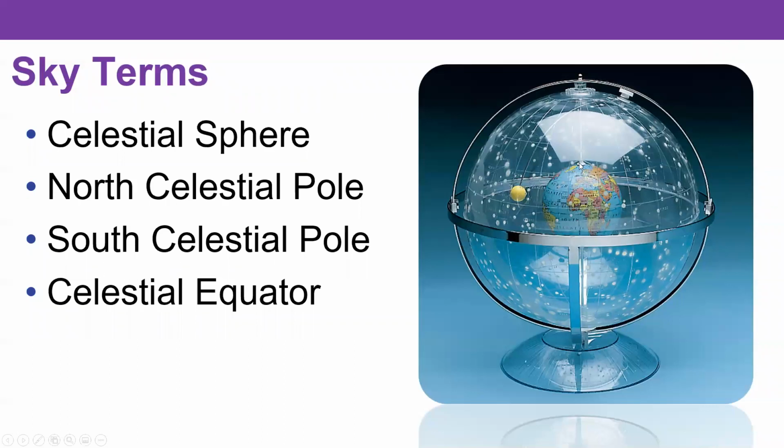You can see that the rotational axis of the Earth points straight up here to a point on the sphere called the North Celestial Pole. Similarly, this is called the South Celestial Pole, and a projection of the Earth's equator out onto the night sky is called the Celestial Equator.